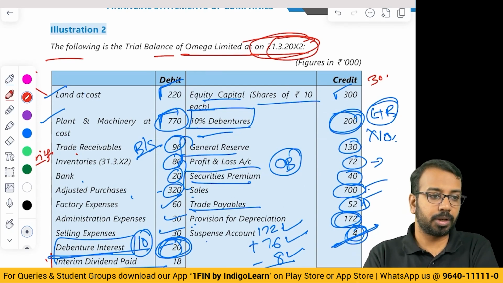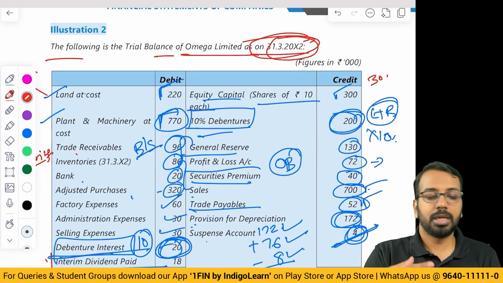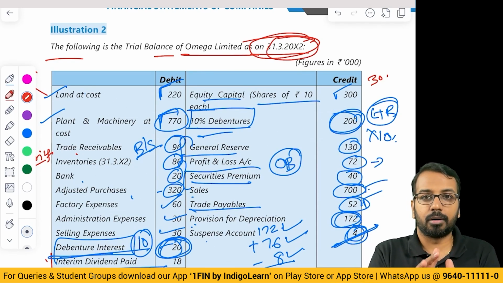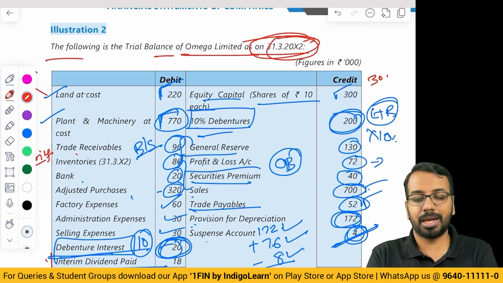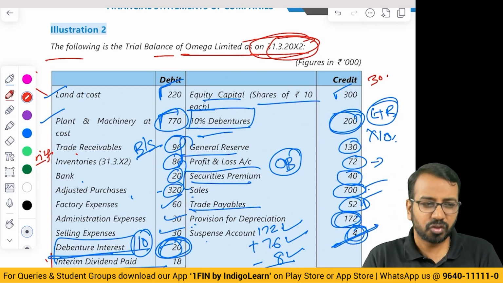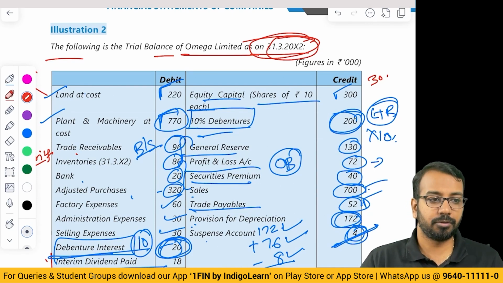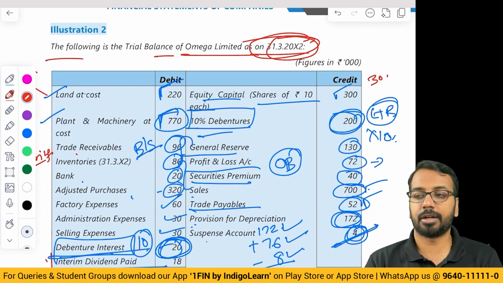This can really be highly scoring, and I'm telling you, this is how the breakup will happen. Even if you are able to do a half correct balance sheet, half correct P&L, and some of the schedules, out of 14 marks we should target at least 10 to 12 marks. This is one chapter where we should look at it properly.